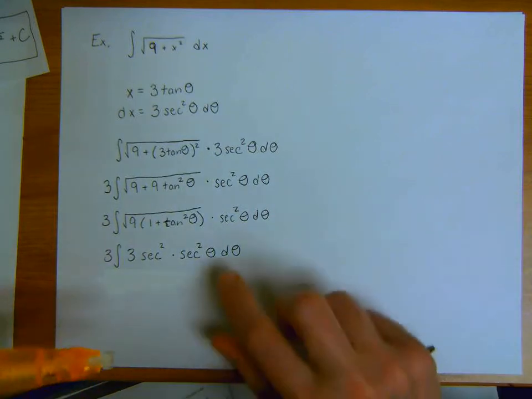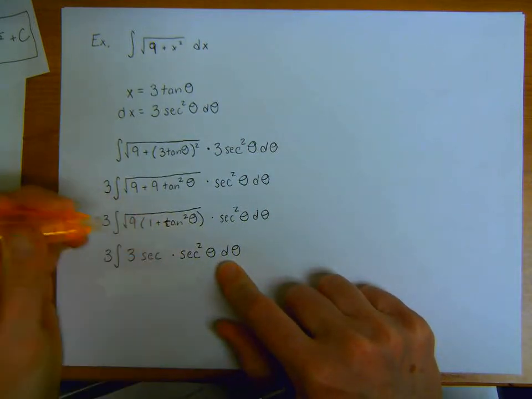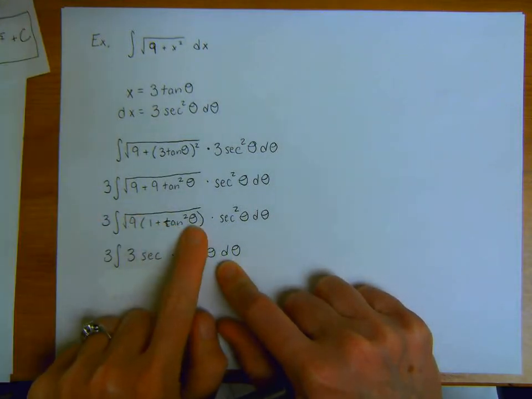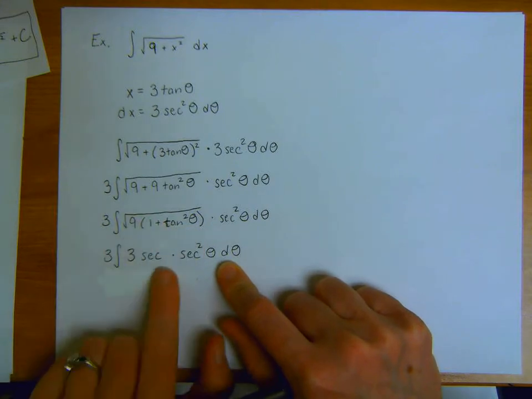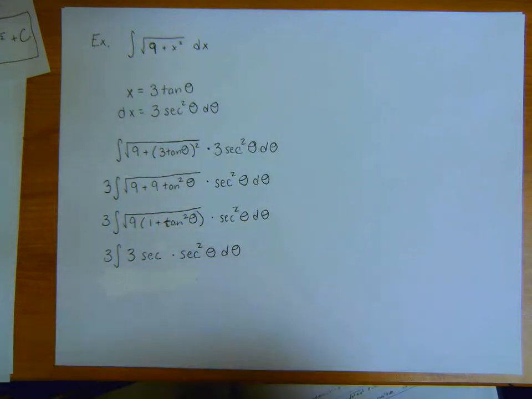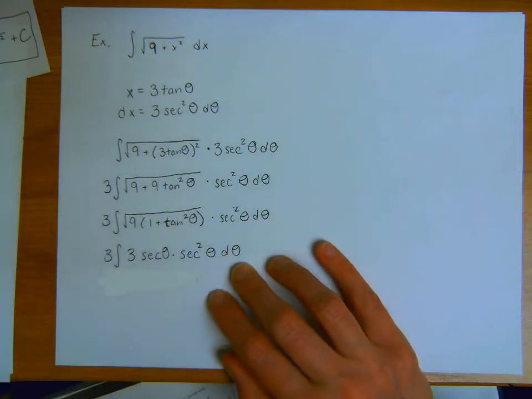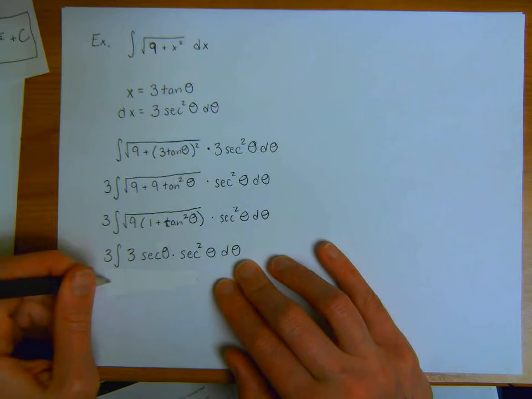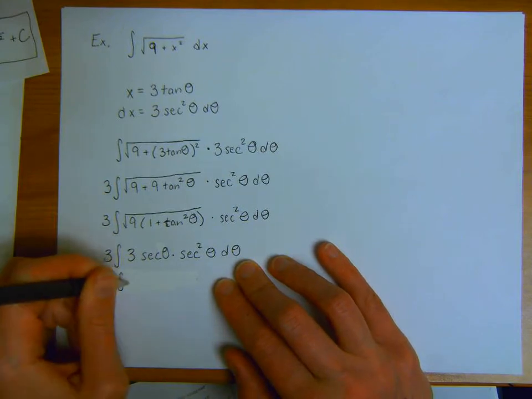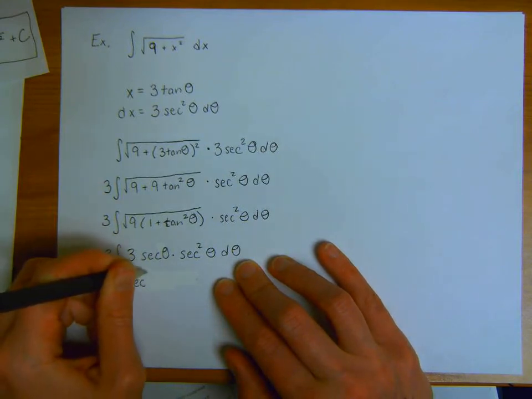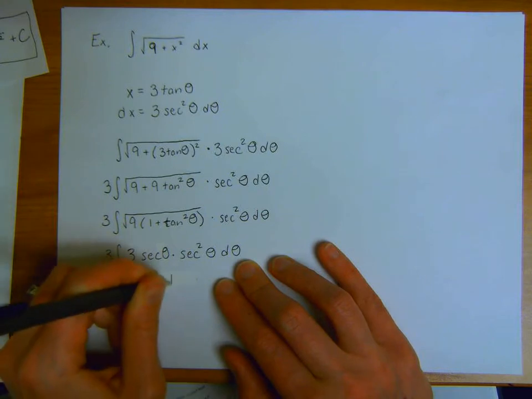So notice I made a little error here: the 1 plus tangent squared becomes secant squared, but then when I take the square root of it, it ends up just being secant theta. And that makes a difference for this integration. So this becomes 9 times the integral of secant cubed theta d theta.